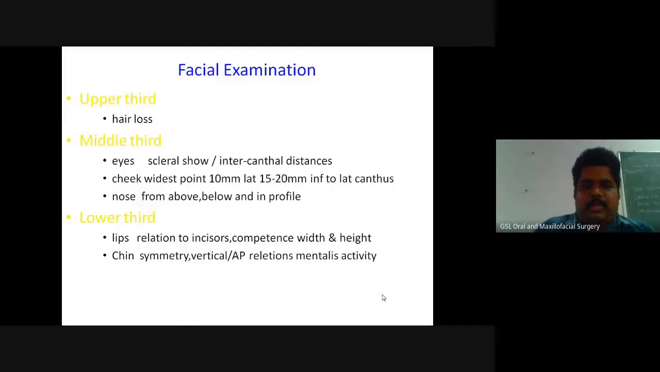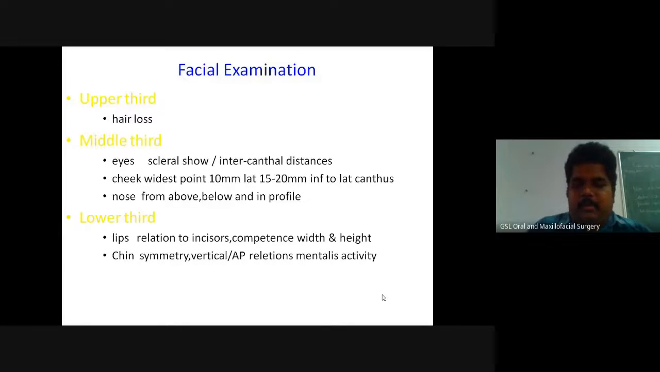The next thing, in the middle third, you need to look at the scleral show of the patient, and the intercanthal distance is very, very important. Next is cheek width. It should be at least 15 to 20 mm from the inferior lateral canthus, and from the nose above and below, and you need to see this in profile in the middle third.